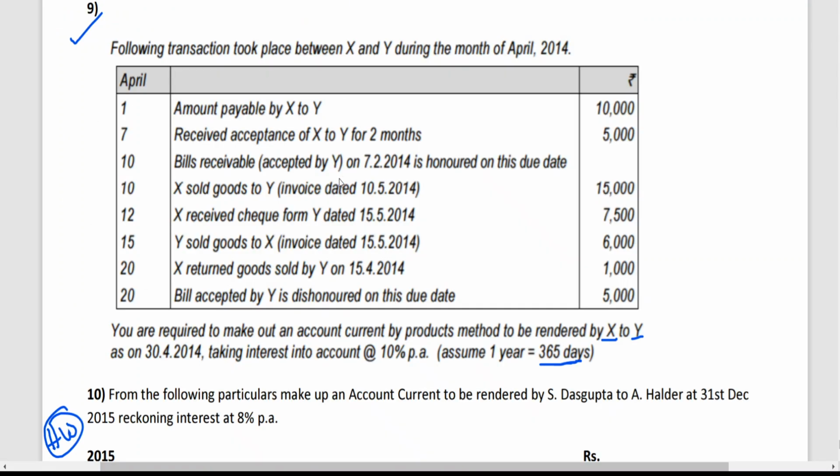Now let us see the date here, transaction. Amount payable by X to Y. First, whenever you are having, I have told you, rendered by X to Y means in the books of X, then you will be having clarity. This is a hint I am giving.